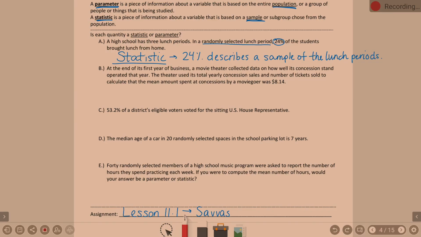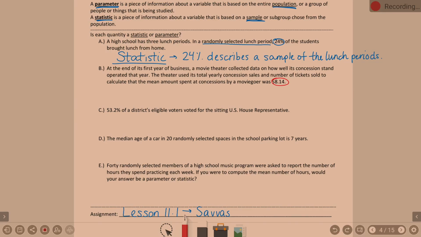Okay, B, when you're ready. At the end of its first year of business, a movie theater collected data on how well its concession stand operated that year. The theater used its yearly total concession sales and number of tickets sold to calculate that the mean amount spent at concessions by a moviegoer was $8.14. So the quantity we're talking about here is the $8.14. Is that a statistic or is it a parameter?